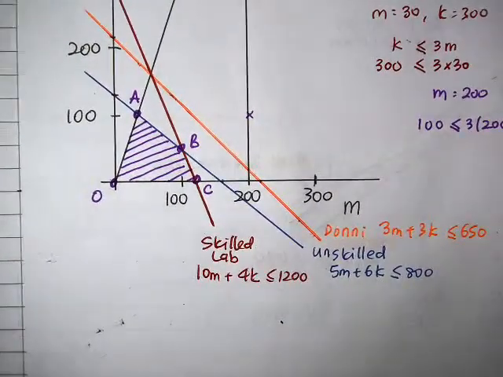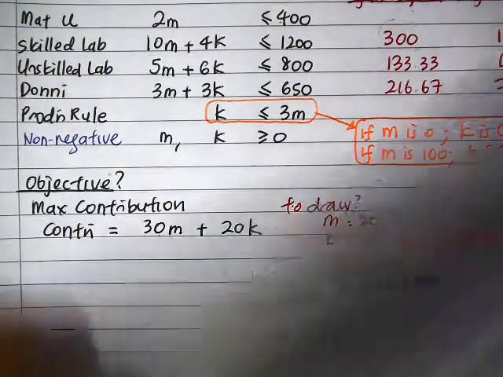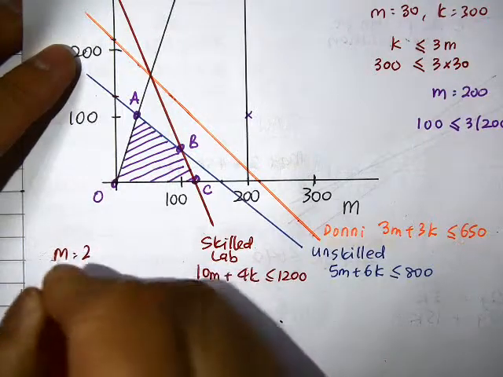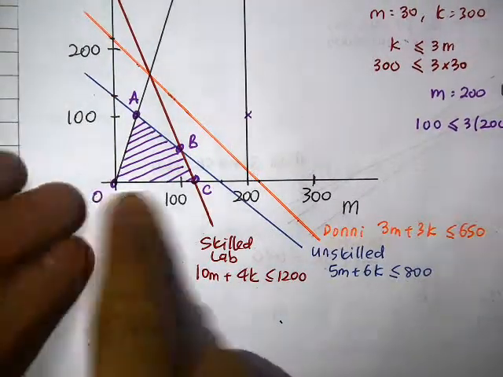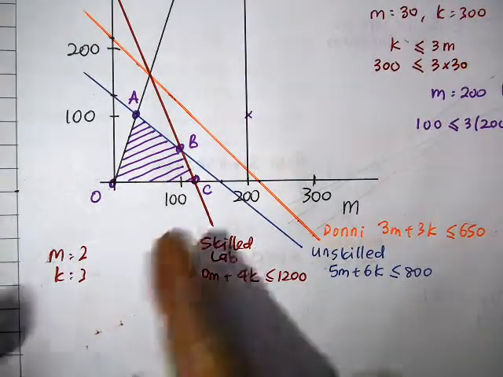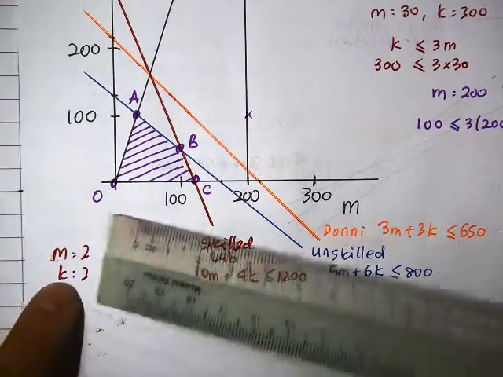Now, anything that M is 2, K is 3. And because my scale is the same, 2 cm for every 100, they are both consistent. So you see what I'm going to do is M must be 2.